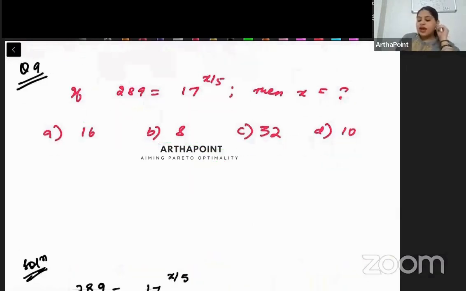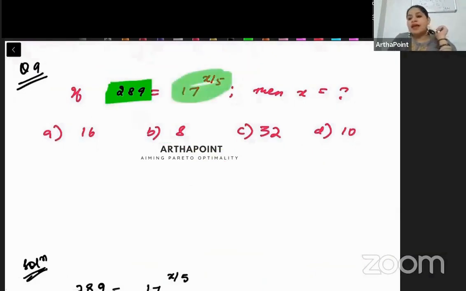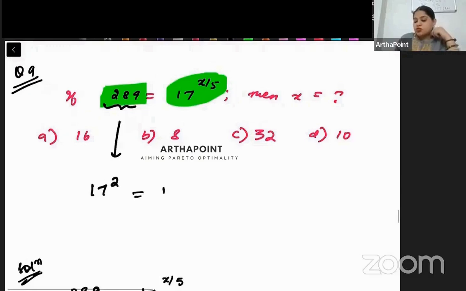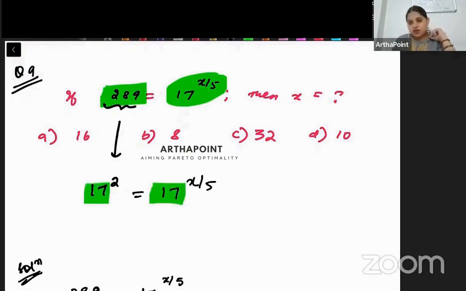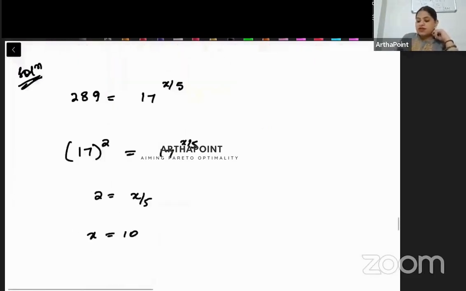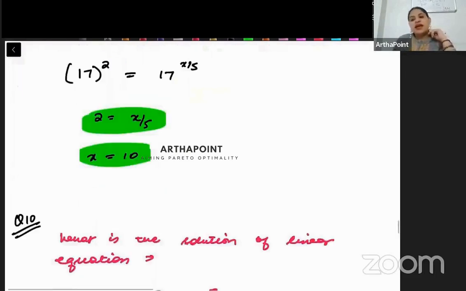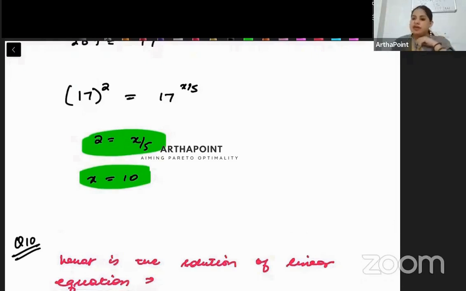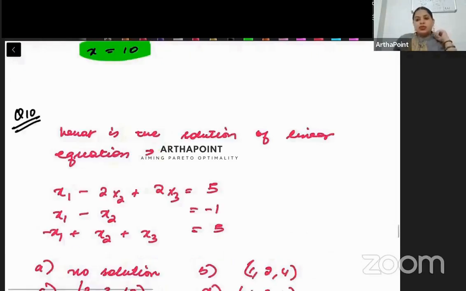It says 289 is 17 to the power x by 5. So if you look here, you will notice that 289 is 17 to the power 2. So you have 17 to the power 2 is equal to 17 to the power x by 5. But when base is same, you can equate the powers. So you will get 2 is equal to x by 5. So when 2 is equal to x by 5, x will be 10. That's the answer to this question. X will be 10. Okay, come to the next question.